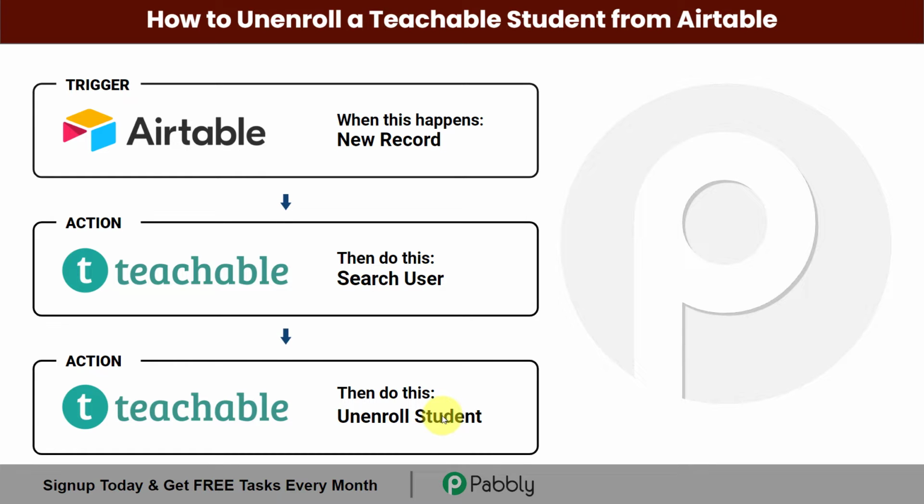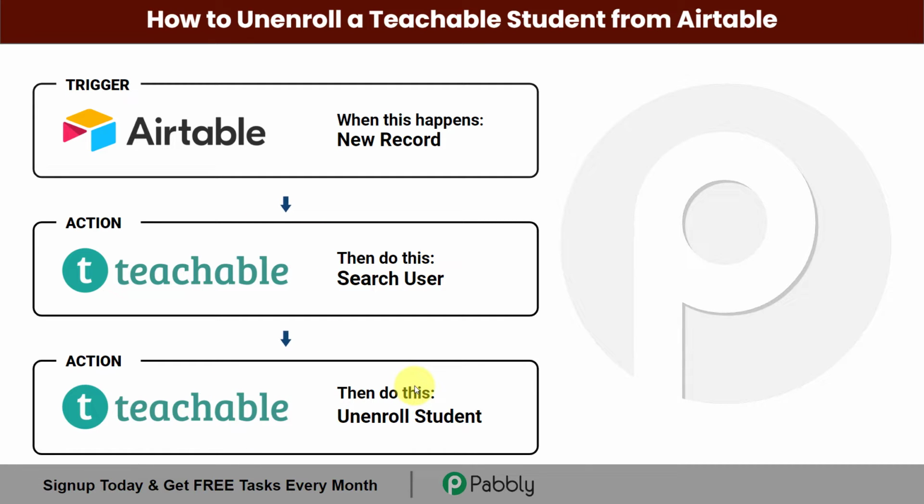In this video, we are going to understand how to unenroll a Teachable student from Airtable. Now let's say that I have got the student records in my Airtable with the course status. And my objective is every time the status of the course is either completed or unenrolled, then automatically that particular student should be unenrolled from that course in Teachable.